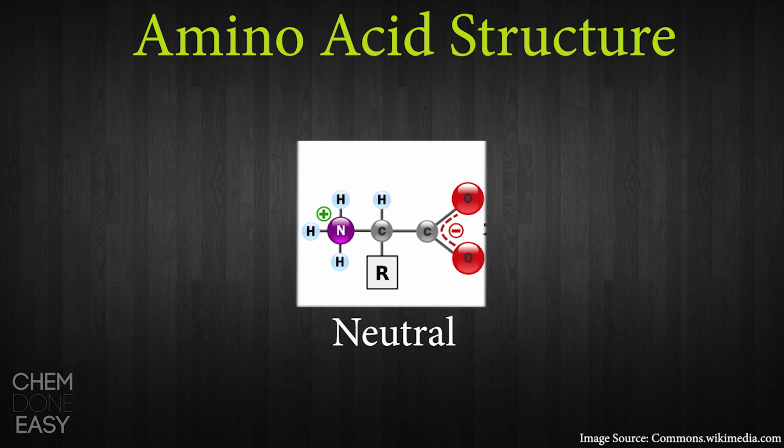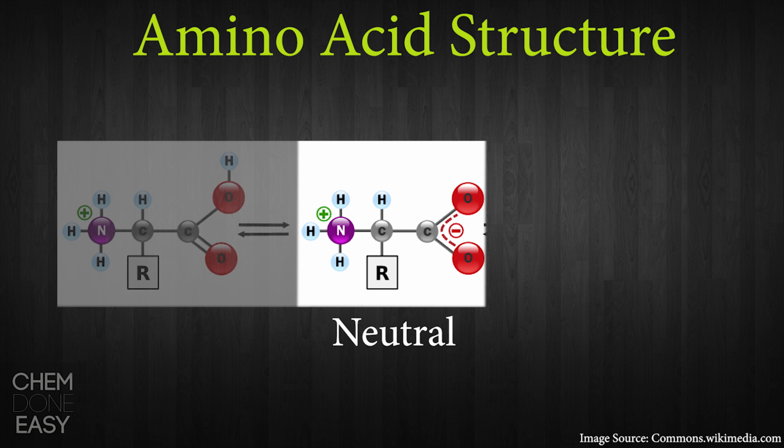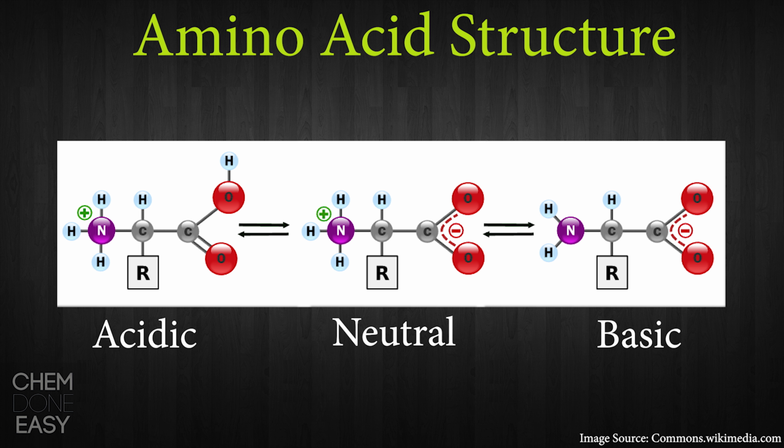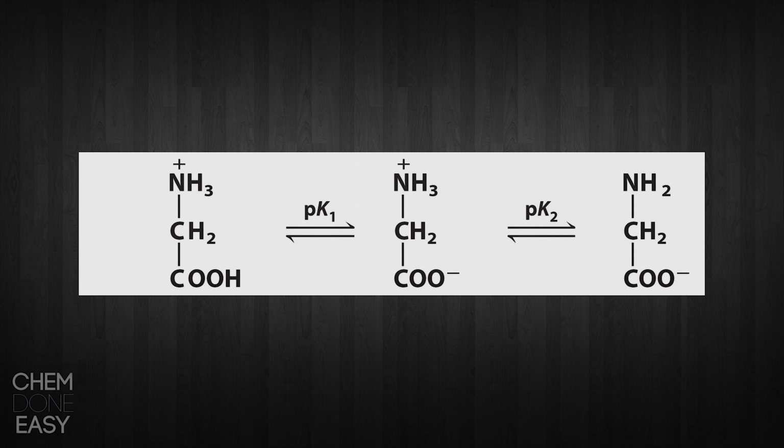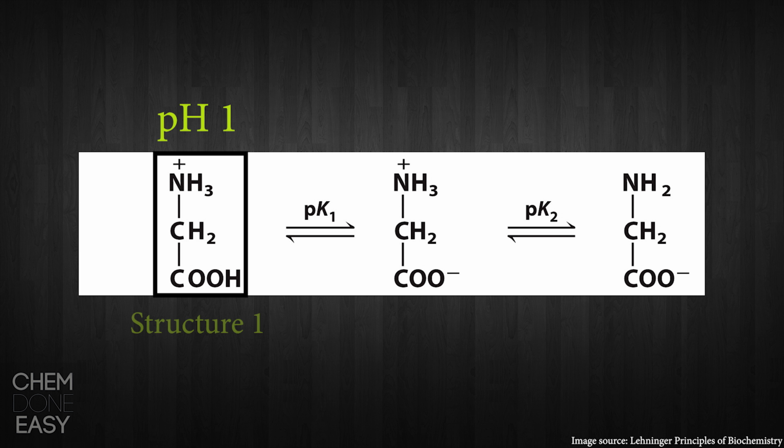It is important to remember that our amino acids, and thus our proteins, change in their charge and in their overall structure when we change the acidity or alkalinity of the environment. So let us look at glycine, for example. Let us imagine that we have placed glycine in a pH 1 solution and we are performing a titration.